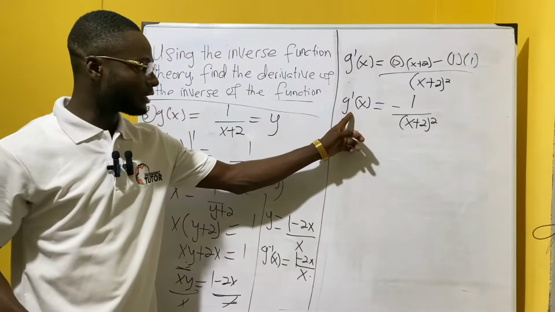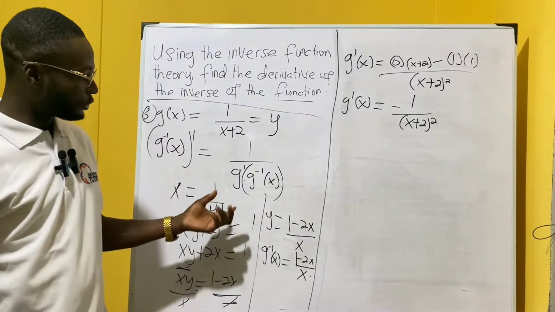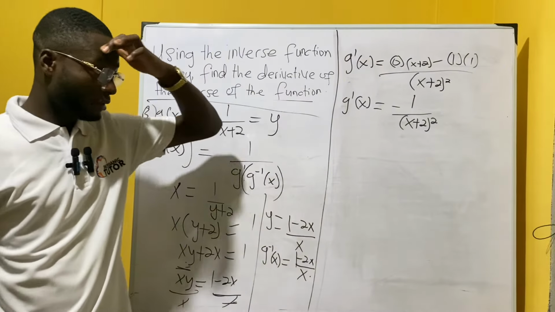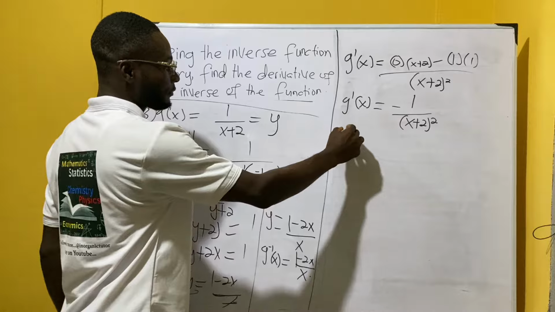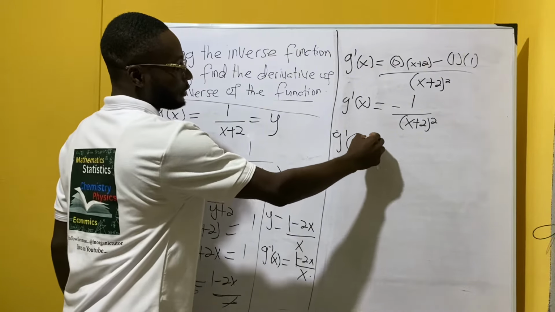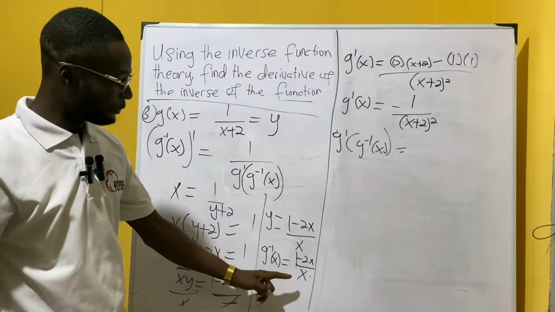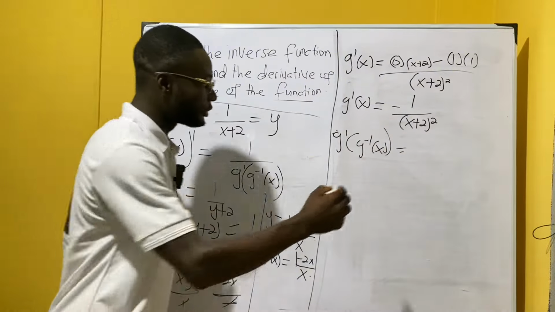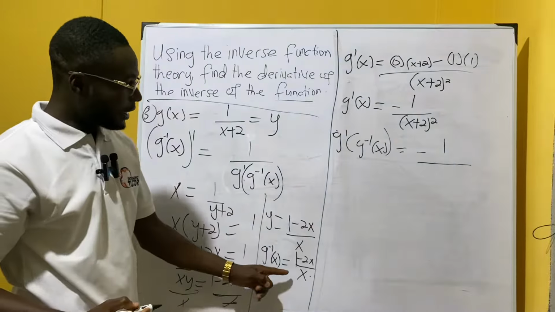So now we have the derivative of the function and we have the inverse of the function. So now we can put the inverse of the function into this. Right. So we're going to have g, the derivative of g, into this here. And then we are going to put this into this. Right. So we're going to have minus 1 all over x.